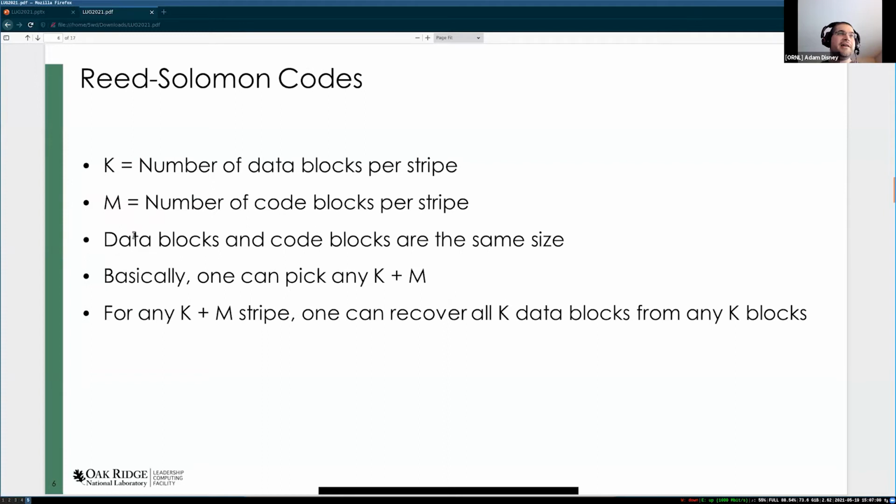If you've ever heard of erasure coding, you've probably heard of Reed-Solomon codes because it's the most common and one of the oldest, and it's the one that's used in this feature. How it works is you pick a K and an M. K is the number of data blocks per stripe, and M is the number of code blocks per stripe. These data blocks and code blocks are the same size. The coding isn't something like a hash that's small; it's rather large. You can pick any K plus M code that you want. There are limitations, but practically you can pick anything you want. For any K plus M stripe, you can recover all K data blocks from any K blocks.